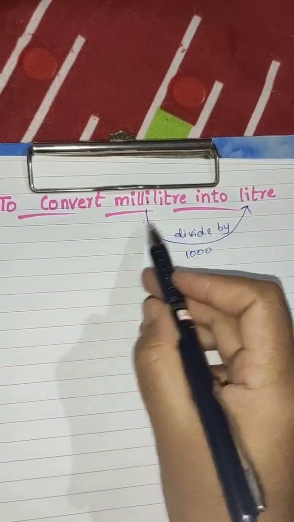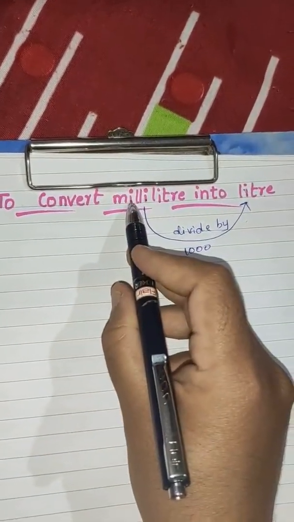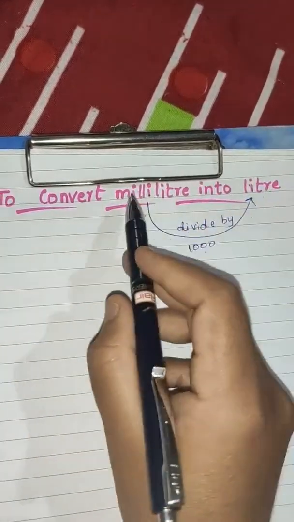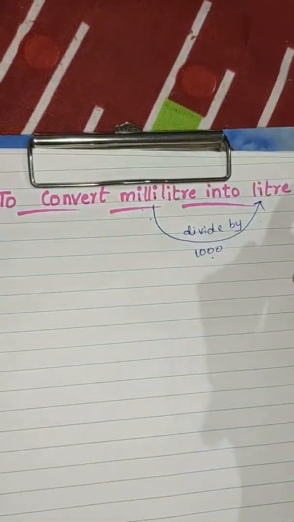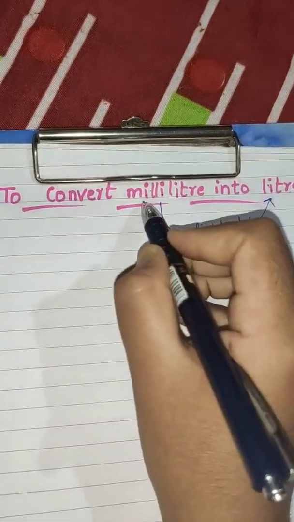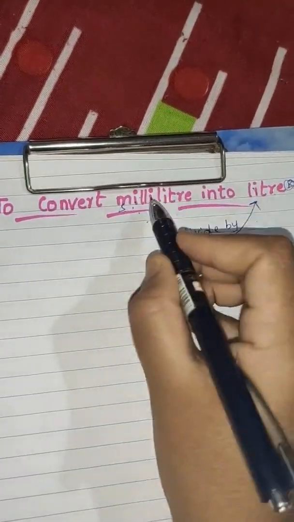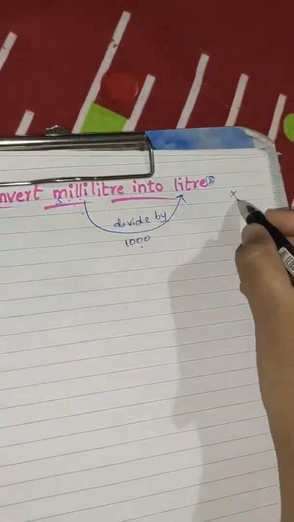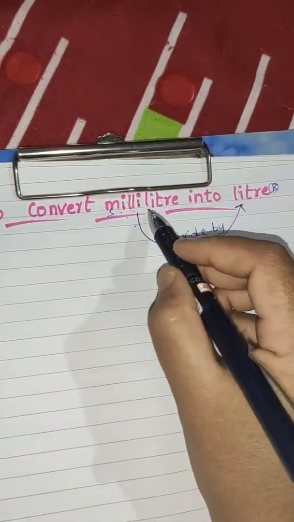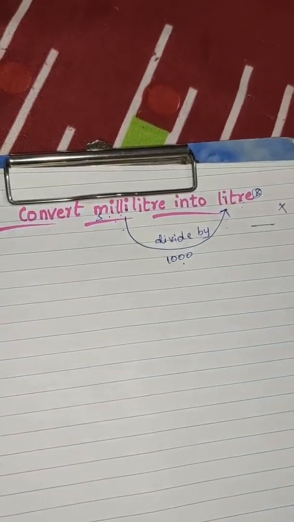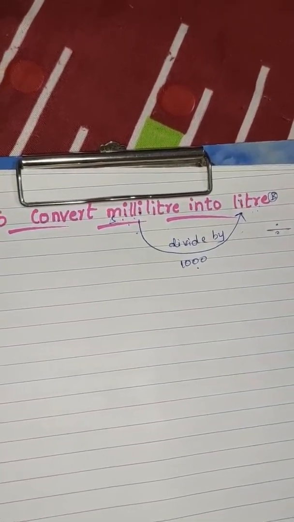We multiplied. From bigger to smaller, you have to multiply. From smaller to bigger, you have to divide. Liter is a bigger one as compared to the milliliter. Liter is bigger and milliliter is smaller. So to convert bigger to smaller, you have to multiply, and to convert smaller to bigger, you have to divide. Understood, children?